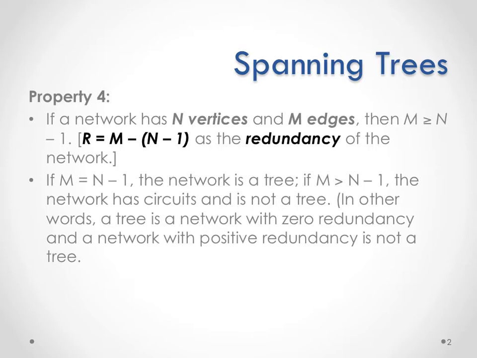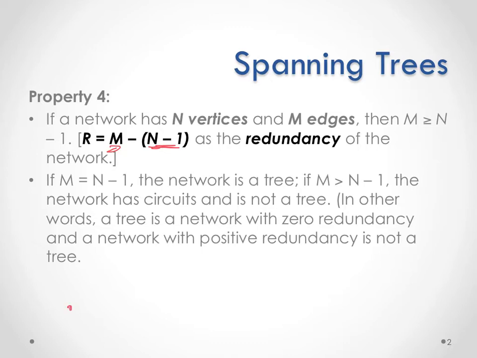So if we look at a graph that has n vertices and m edges, remember n minus 1 is the number of edges that the graph should have, so that's this. And if you take the number of edges that the graph does have, that's m, and you subtract from it the number of edges that the tree should have, then you should get the extra edges.